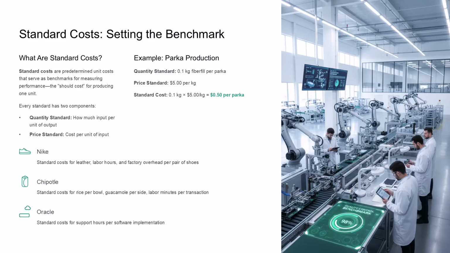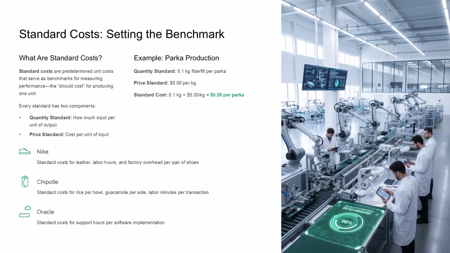Standard costs are everywhere in business. Nike has standard cost for the leather in a pair of shoes, the labor hours to assemble them, the overhead to run the factories. Chipotle has standard costs for the amount of rice per bowl, the guacamole per side, the labor minutes per transaction. Oracle has standard costs for the support hours per software implementation. These standards become the baseline for flexible budgets and variance analysis. They answer the question, if everything goes according to plan, what should it cost? And when reality deviates from standards, variance analysis kicks in to investigate why.